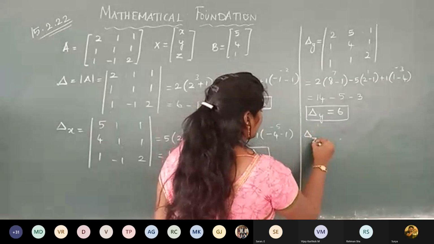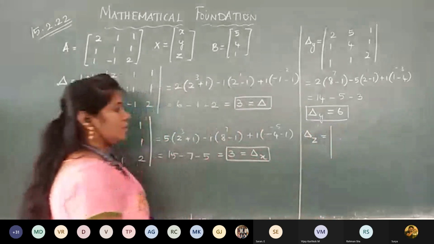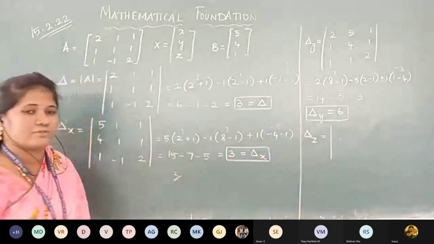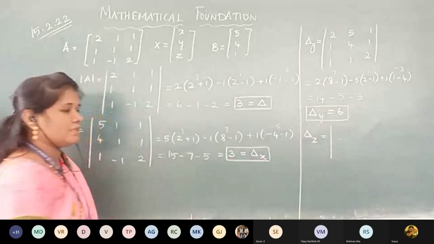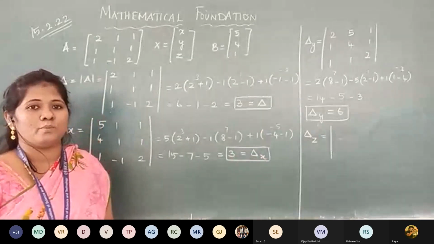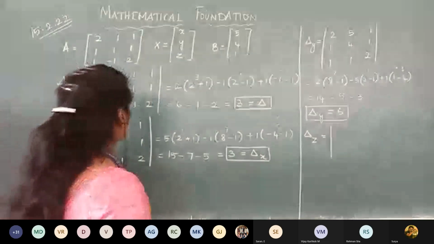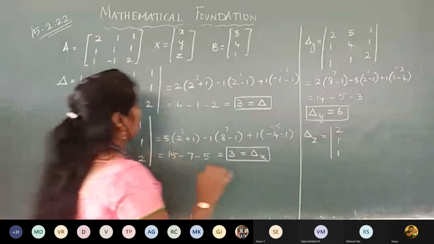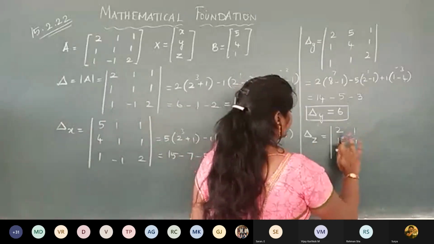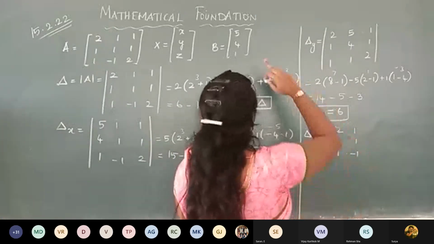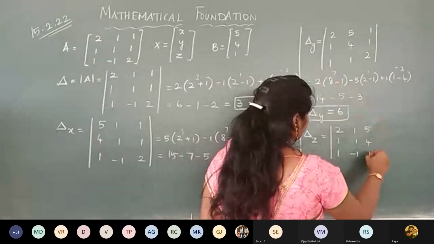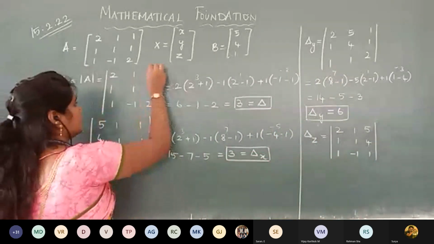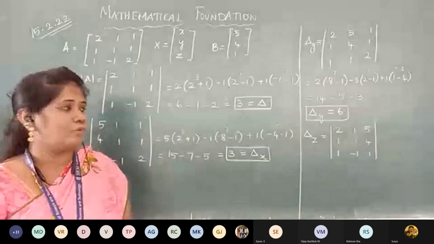Then we will use the same representation. Don't use some other representation there. Whatever representation you're using, follow the same representation through the whole problem. So it is 2, 1, 1, 1, 1, minus 1, and then instead of that z column, you will write 5, 4, 1.